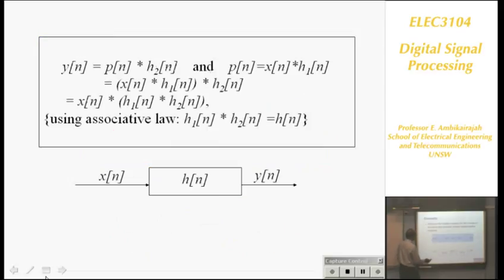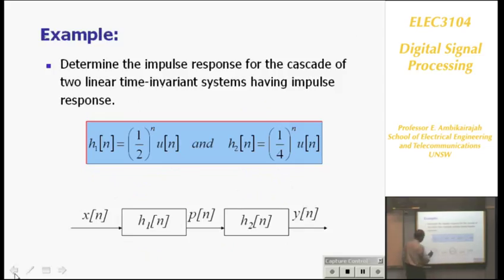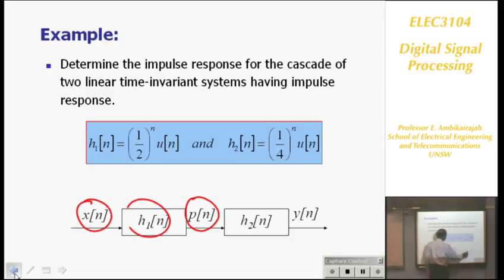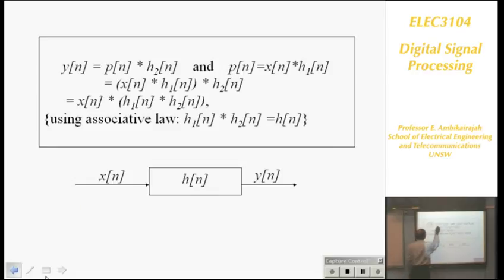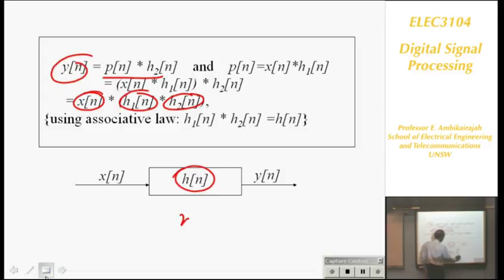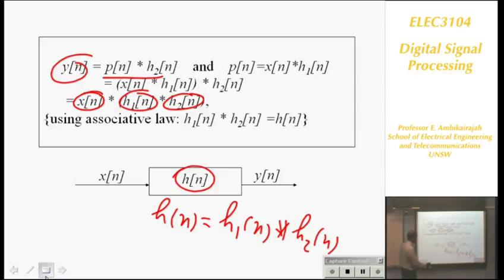We know we can write an equation that p[n] is equal to x[n] convolved with h1[n]. Then y[n] is equal to p[n] convolved with h2[n]. So you write those two equations. When you substitute, you get x[n] convolved with these two will give you y[n]. So I have to find h[n]. h[n], I know, is equal to h1[n] convolved with h2[n]. But I have been given these two equations, so I can find it easily.